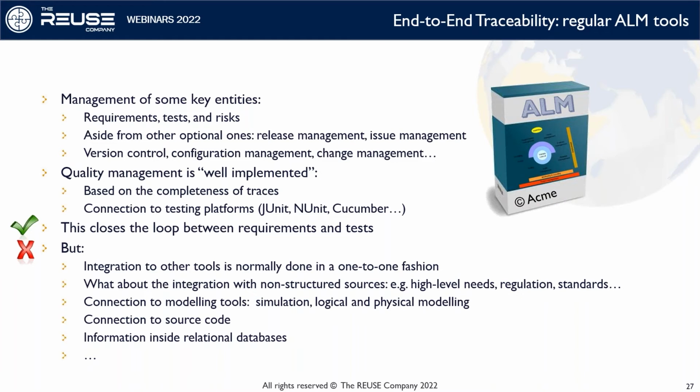So how can, with these tools, how can we deal with traceability when the trace has to go beyond the 3 key elements managed in these kind of tools like requirements, tests, and risk? So if we need to trace to simulation, trace to code, trace to a specific paragraph in a regulatory document, so how can we deal with that? And believe it or not, but life is complicated sometimes.